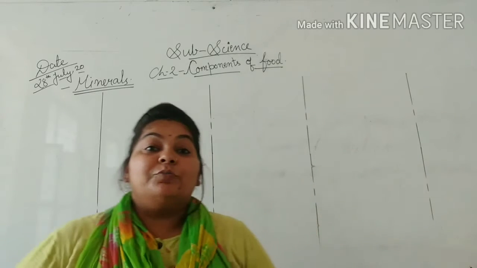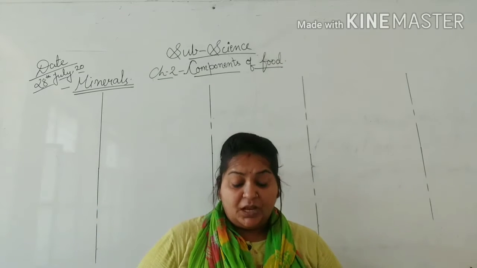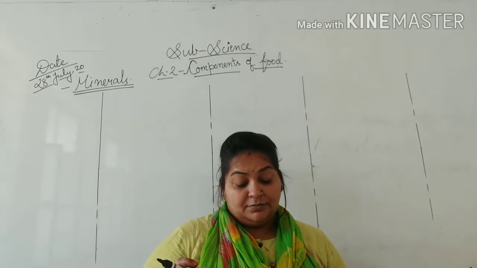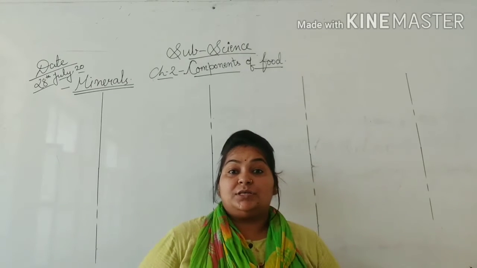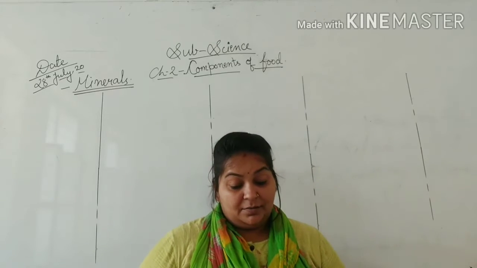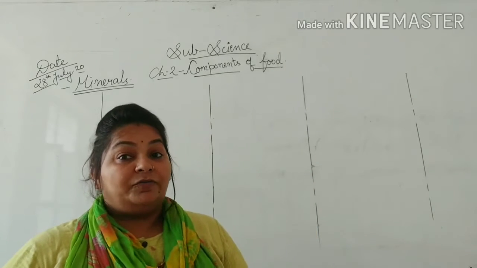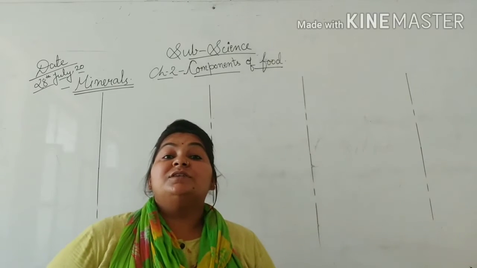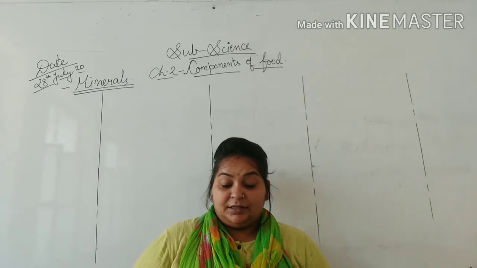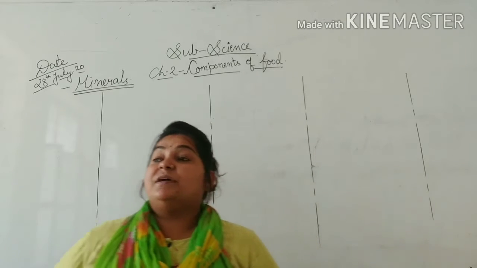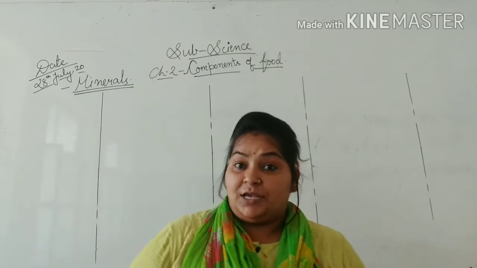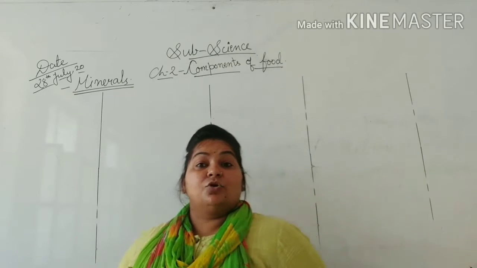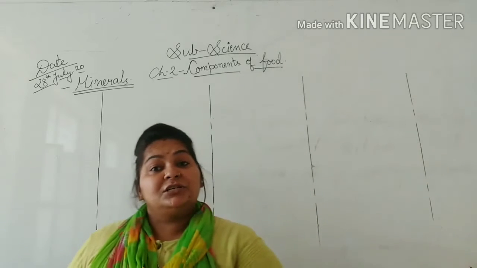Just open your book to page number 20. You will see some names of minerals given with their sources, that is where they come from, and their functions. Then the deficiency disease caused due to the deficiency of such minerals, and the symptoms. If we avoid that type of food, the symptoms show us that we can say this type of disease is caused due to the deficiency of such minerals.